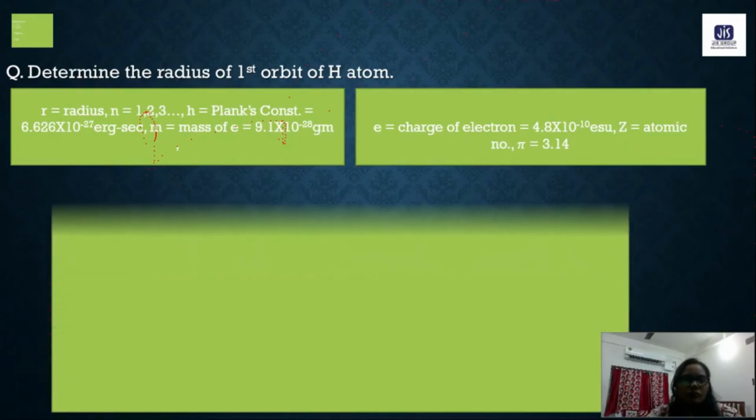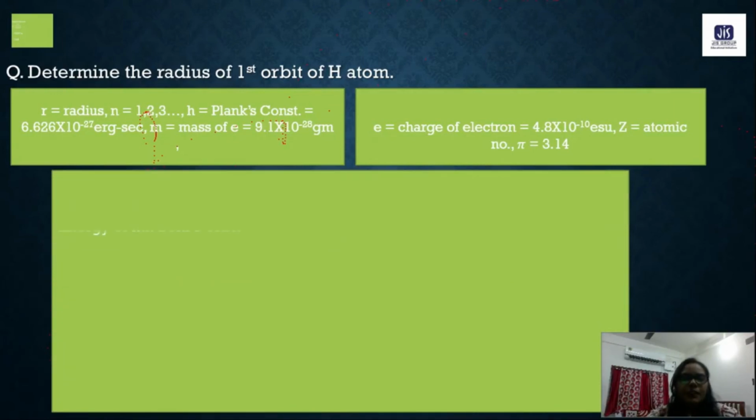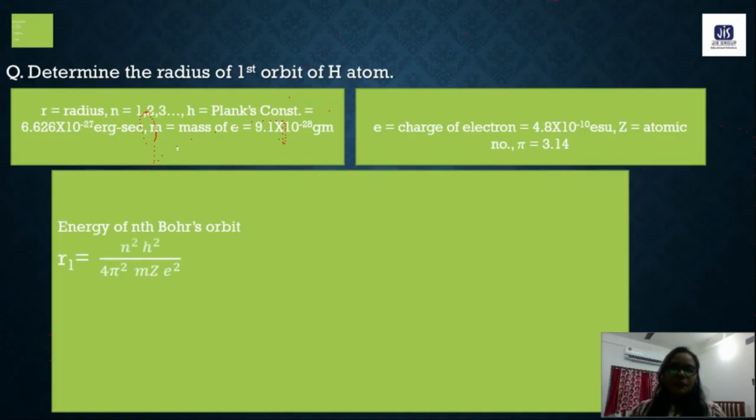So what will be the next? The energy of the nth Bohr orbit equals, already we know the equation.